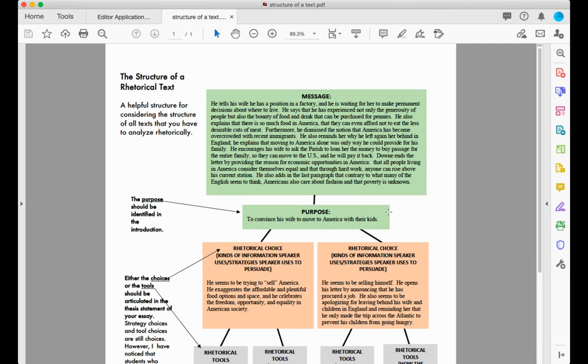Hi everyone. Today is a quick lesson about the structure of a text, hopefully to help you analyze it.